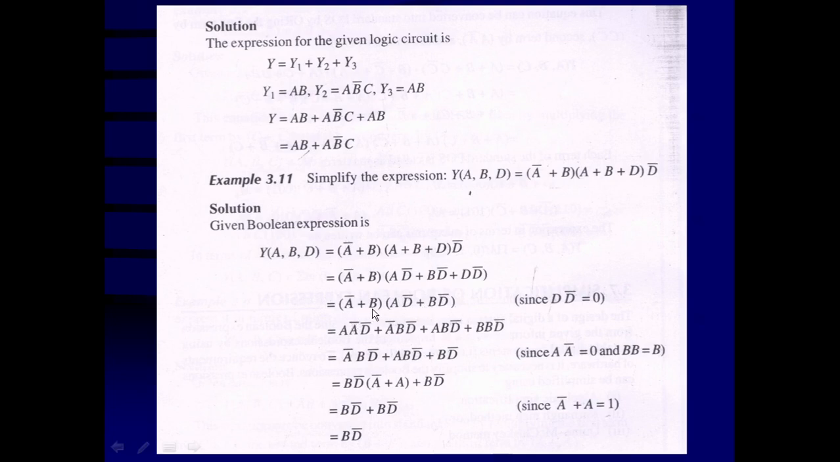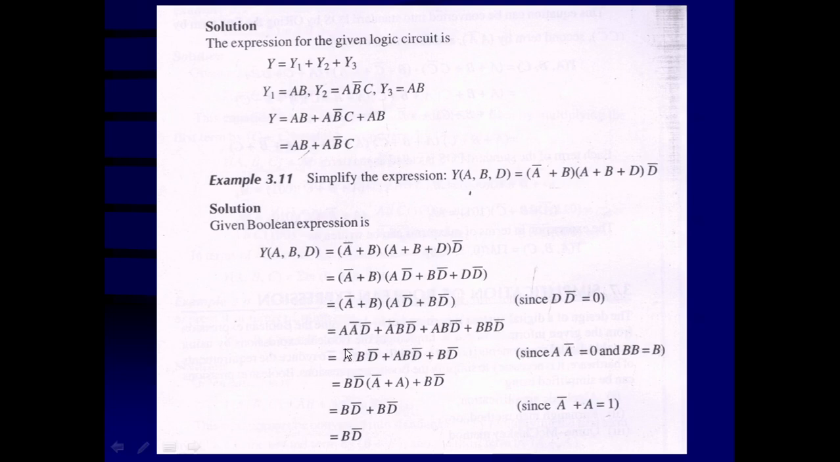Again using the distributive law, A bar is multiplied with A D bar, and A bar is multiplied with B D bar, that means A bar A D bar and A bar B D bar. Then B is multiplied with this one as well as this one, so A B D bar and B B D bar. Now you know that BB is equal to B itself, because two variables are the same, you can replace them by a single variable.